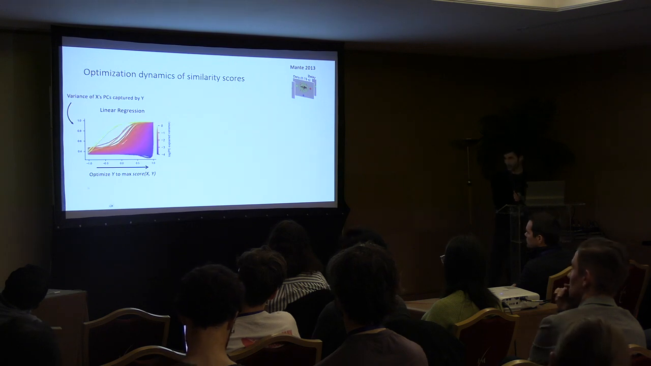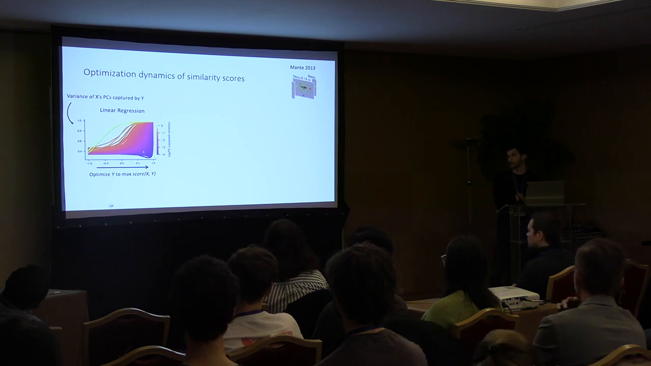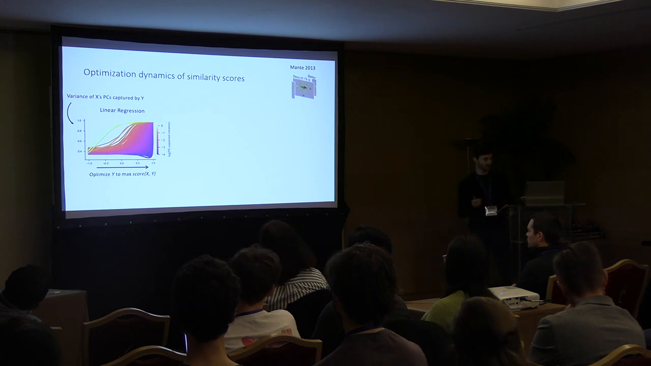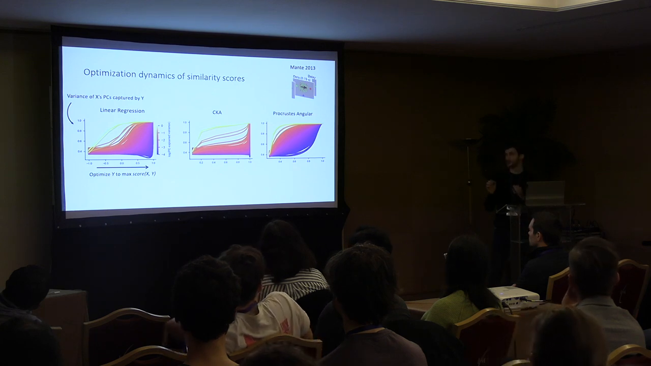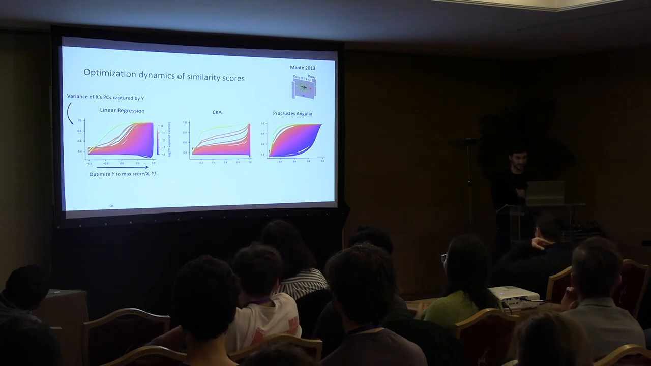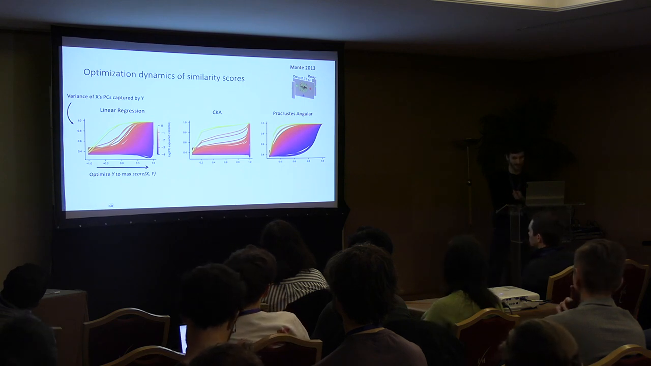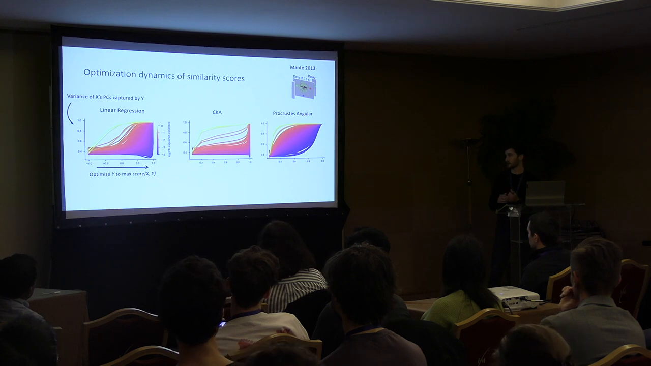As you can see, when we optimize the score, we first capture the first principal components, and the lower variance principal components are captured later for higher scores, as we expect. For the other metrics, we get really different profiles. For CKA, the lower variance PCs are captured very late, so you need to get really close to 1. Whereas for Procrustes angular, you progressively capture the PCs as you get closer to 1.